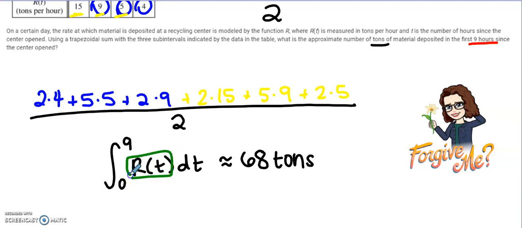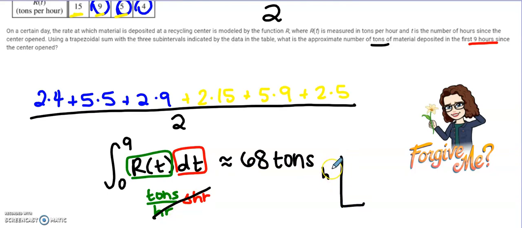So R of t was our height of our function, and that was measured in tons per hour. But then dt represents our change in time, so our change in hour. So notice that our hours cancel out, and we're left with tons, right? Because each rectangle would have had a height that's in tons per hour, and this would have been hours. So when you multiply them together, the hours cancel, and we're left with tons. Units are helpful in the context of the problem.